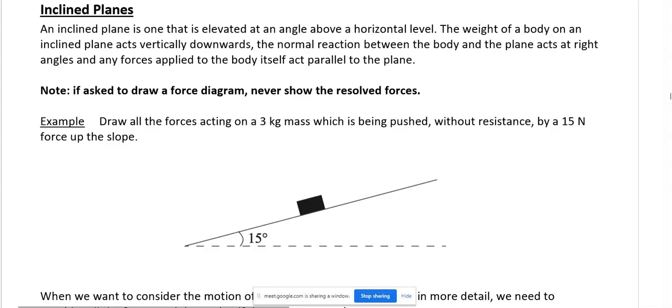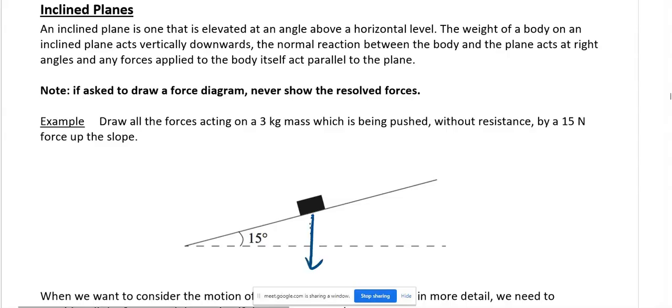Okay, in this lesson we're going to be looking at inclined planes. An inclined plane is one that is elevated at an angle, so it's basically just a slope. The weight of a body on an inclined plane acts vertically downwards. If I draw these forces on here, the weight is still going vertically downwards.